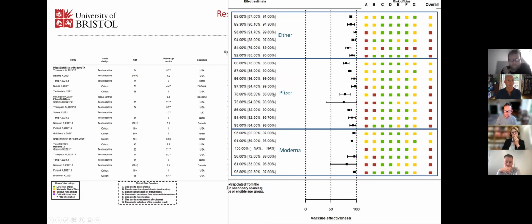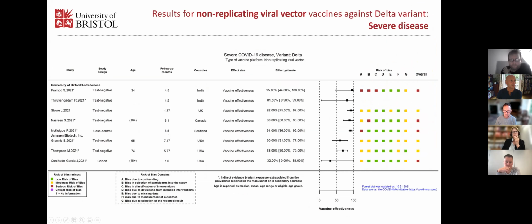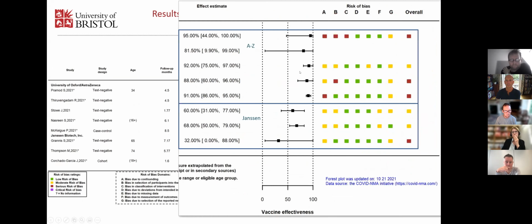And then very quickly, you may be interested in the Oxford AstraZeneca vaccine or the Janssen one. Here are results for AstraZeneca, very similar to those of the Pfizer and Moderna. Results are not quite as promising for Janssen, but still certainly an effective vaccine.